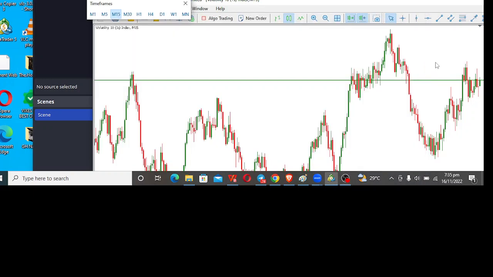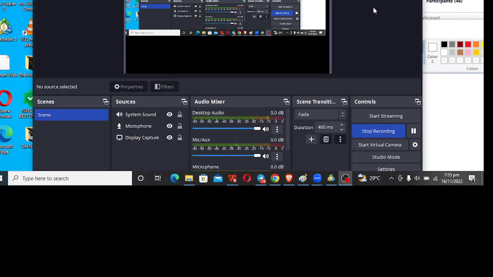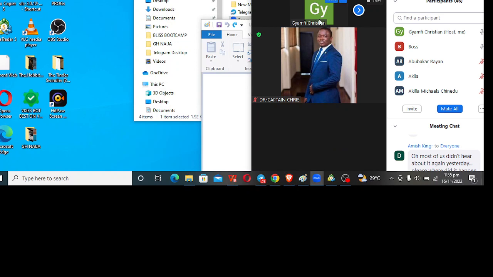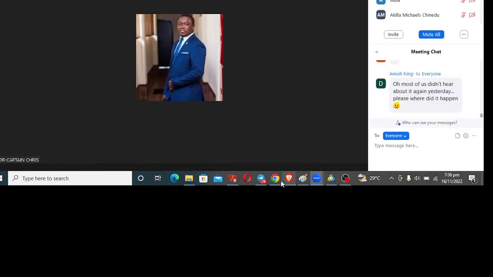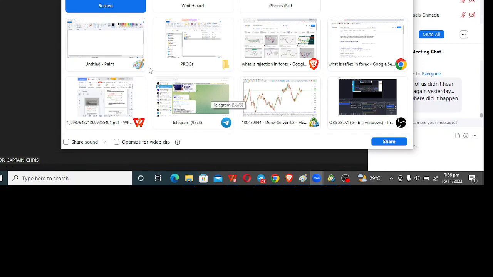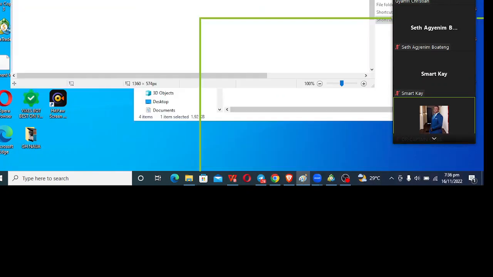Get it. So let me start sharing my screen. Okay, I believe you guys can see my screen now. I've opened the paint app. I believe you guys can see the screen.